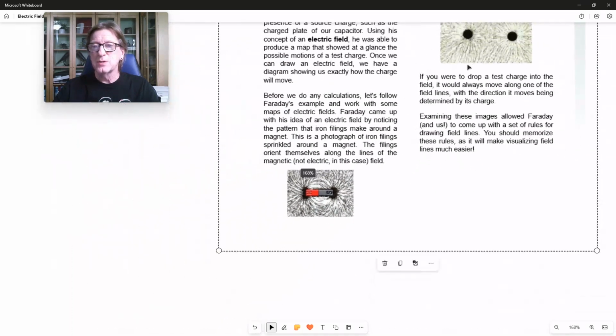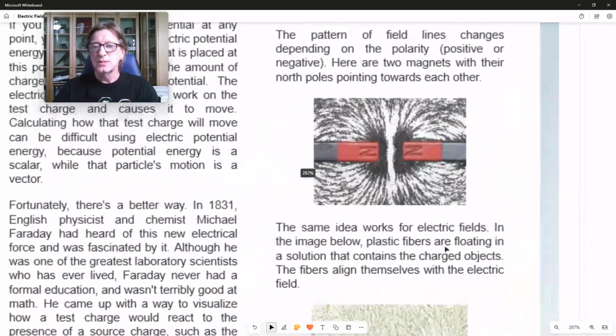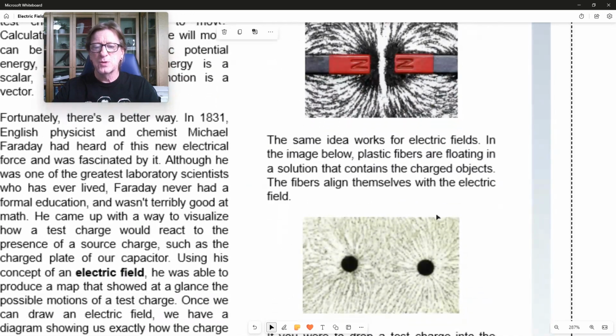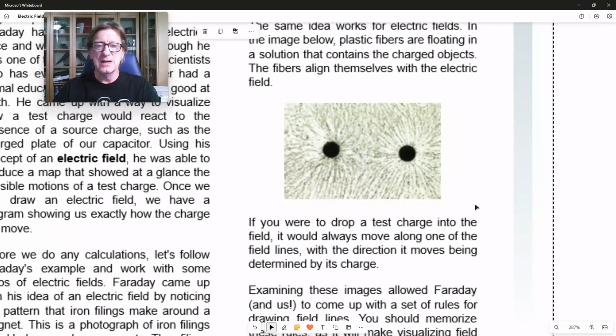We can also take a look at this one. Here we've taken the two north poles and put them together. And as you see in between, there's no magnetic field. There's no magnetic field at all. Everything that tries to move this way is going to get repelled by that other end. And it's going to come flying out on this other side, maybe get attracted to the south end of the magnet. So electric fields do exactly the same thing.